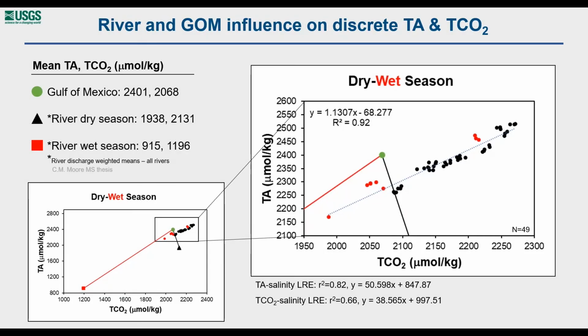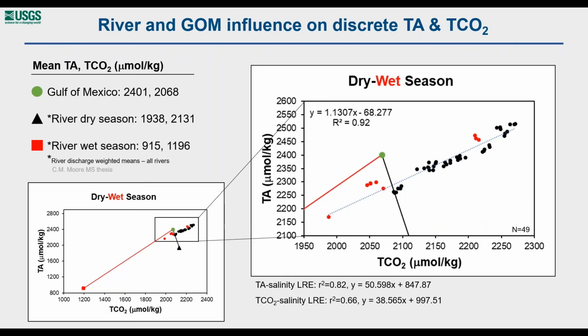We also examined our discrete validation data to identify potential Gulf of Mexico and river influences at this site on the carbonate system. These graphs show our discrete total alkalinity and total carbon data for Tampa Bay during the dry season in black and wet season in red circles. The graph on the right is zoomed in on that small box in the bottom graph. The red and black lines show end-member mixing zones between mean Gulf of Mexico and river total alkalinity and total carbon for the wet season and dry season, respectively.